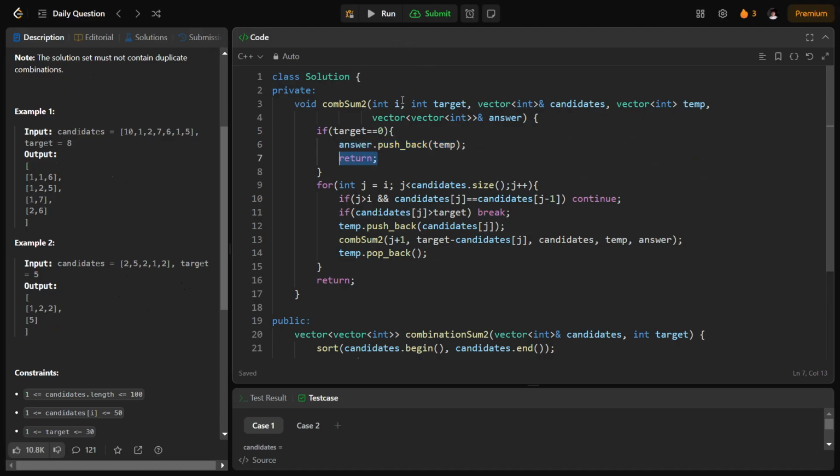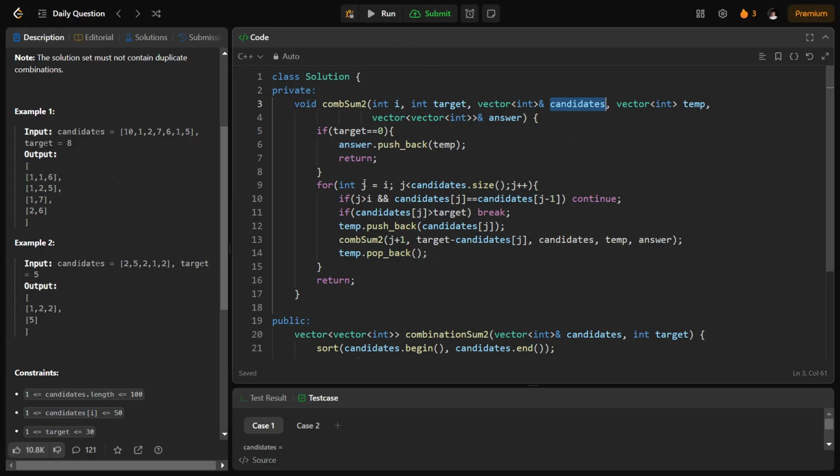The second base case is if i is beyond the indices of the max length of candidates. So i is at candidates.size or even more. That means I am not at a valid index in the candidates. So in that case, what would happen?